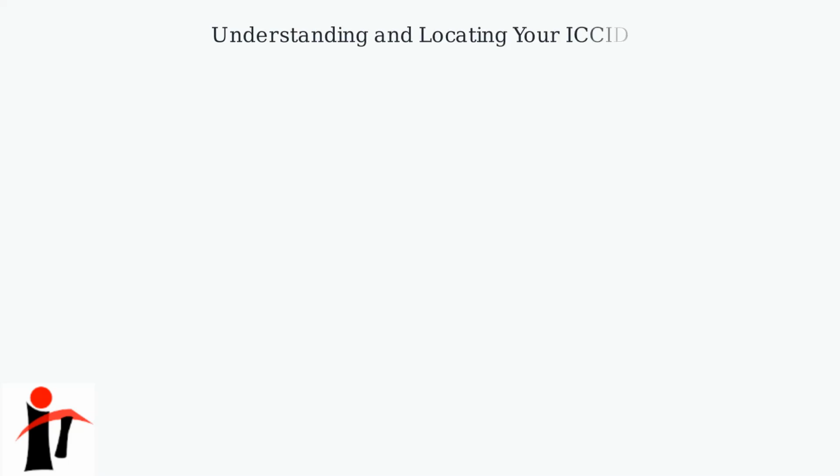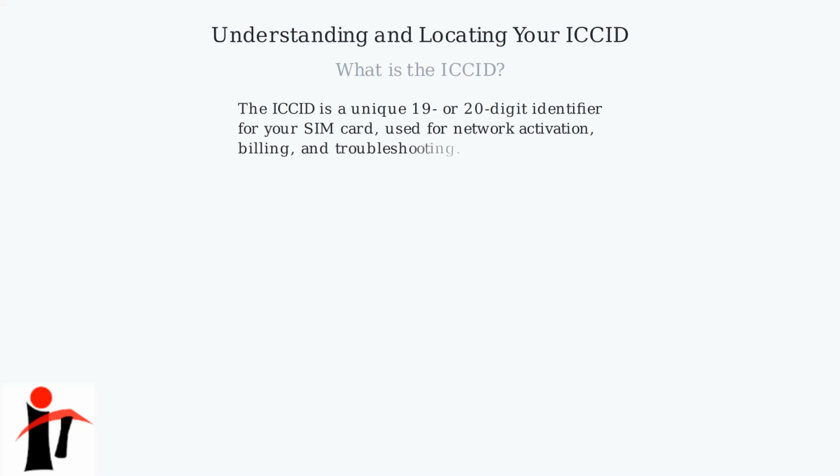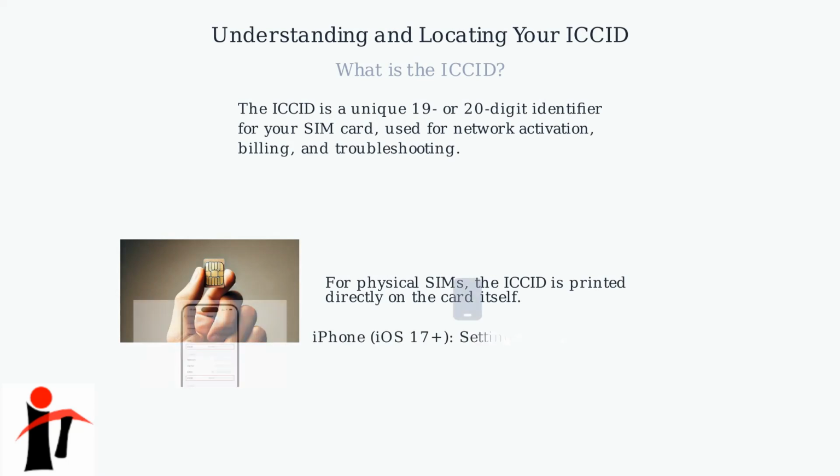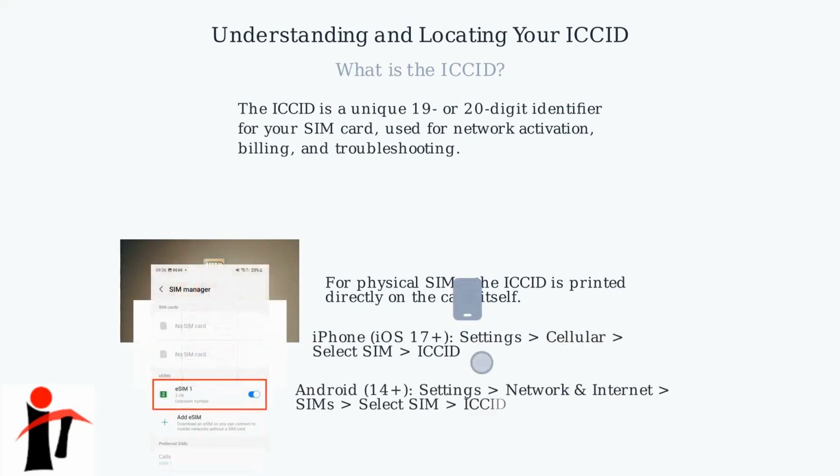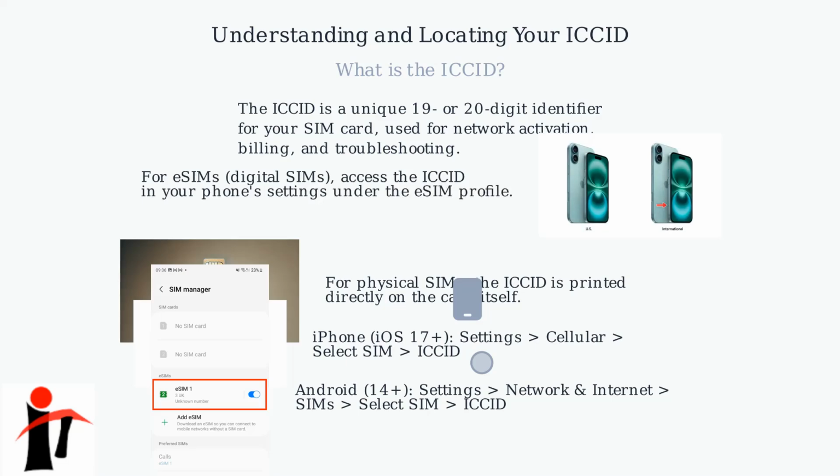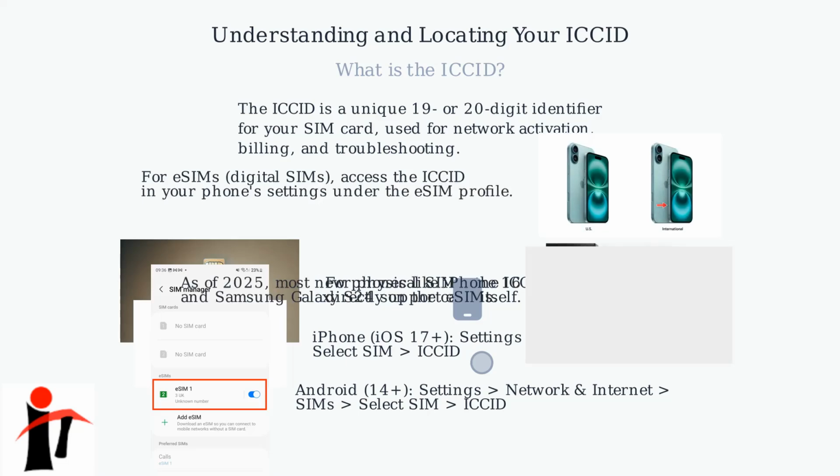The ICCID, or SIM card number, is a unique 19 or 20-digit identifier crucial for network activation, billing, and troubleshooting. It's essentially the SIM card's fingerprint. Finding it differs slightly between physical SIMs and eSIMs. For physical SIMs, the ICCID is printed directly on the card.